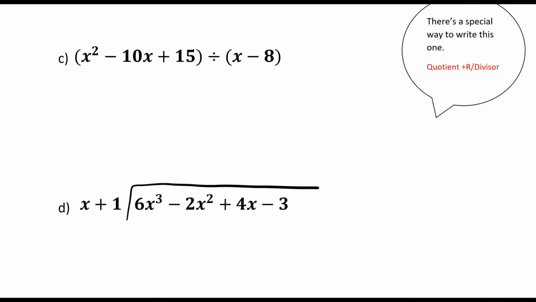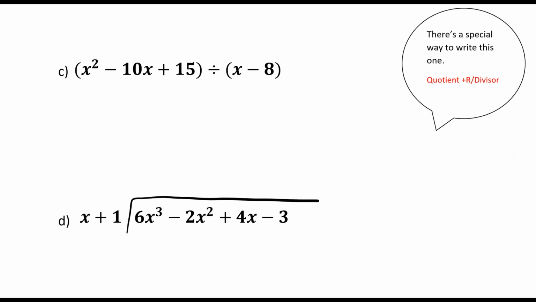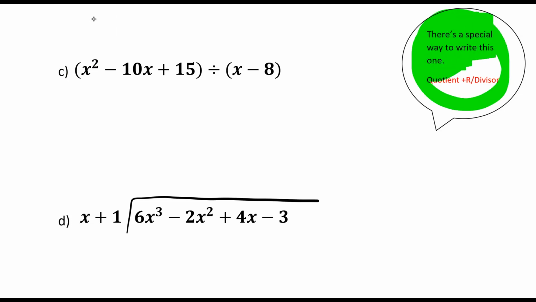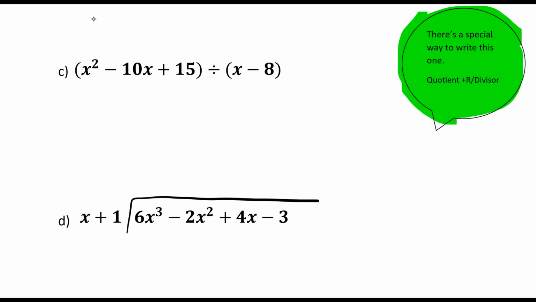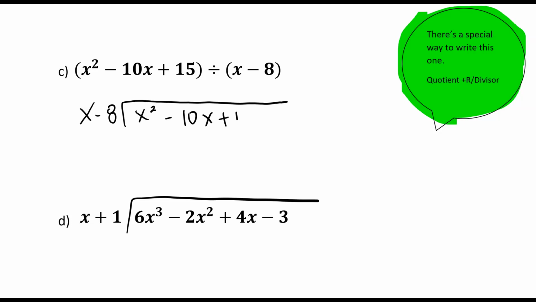Now notice for this problem, I have a little message over here. There's a special way to write this one, and that special way is quotient plus remainder divided by divisor, and I explain that after we work on this one. Alright, so let's set this up as x minus 8. Notice we have all of our terms. They are in descending order, so we're going to get started right away.